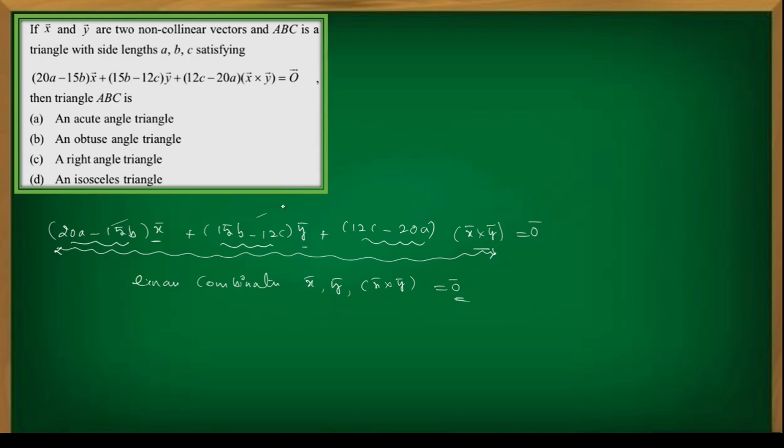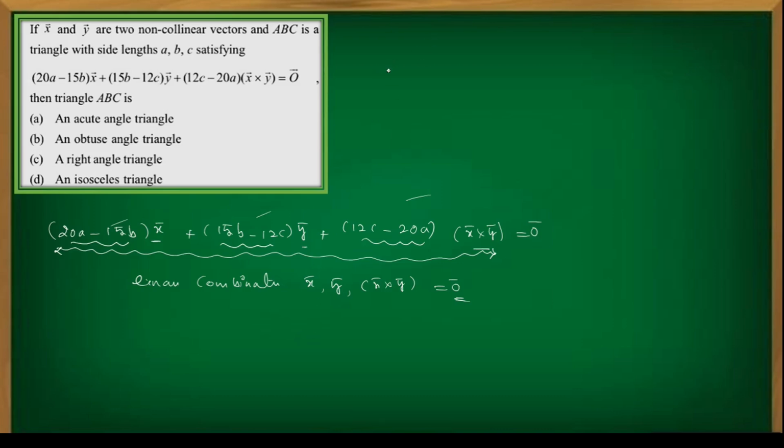And what about the scalars? Now you have to think about the scalars, because he is asking a question about the triangle. If you know properly the relation between the side lengths, you can decide whether it is acute, obtuse, right angled or isosceles. Now tell me, what is the significance of these three vectors?